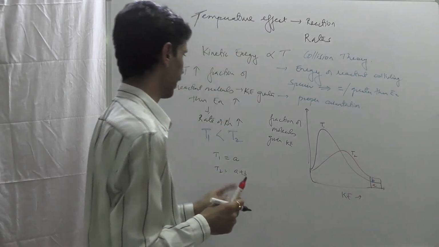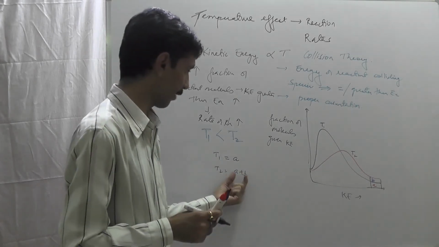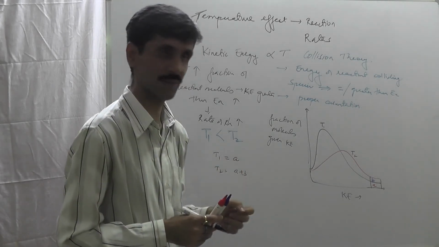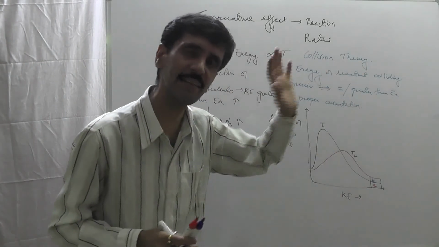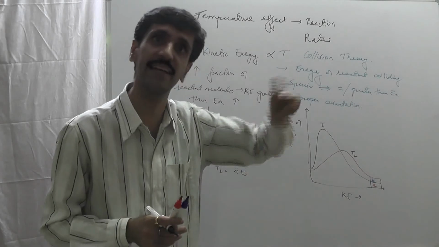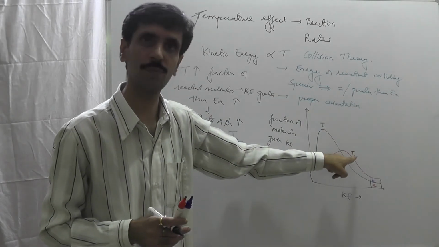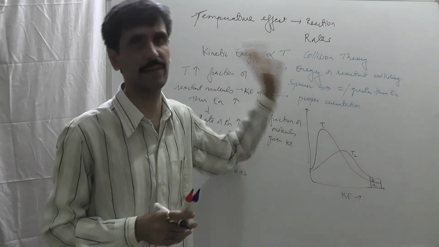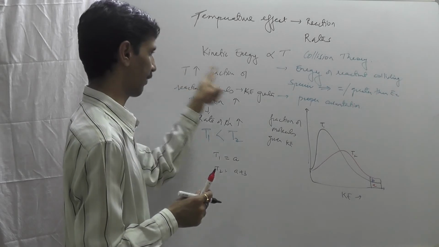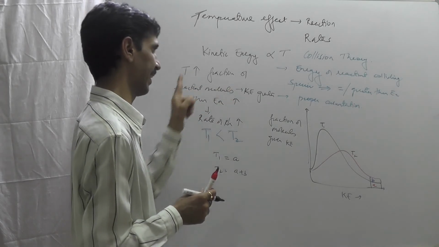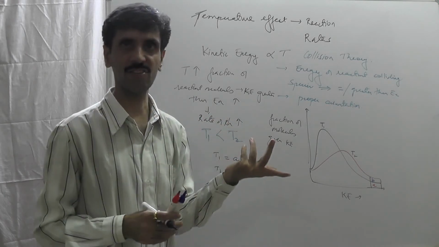So what does this mean? As I told you, T2 is greater than T1, so A plus B is always greater than A. Okay, so this entire fraction of molecules, A plus B, is the fraction of the molecules having energy greater than the energy of activation at temperature T2, which is higher than T1. That is what I have written here: as the temperature increases, the fraction of the molecules with a kinetic energy greater than the energy of activation increases, and therefore the rate of the reaction increases.